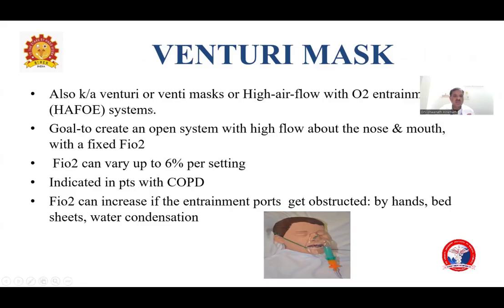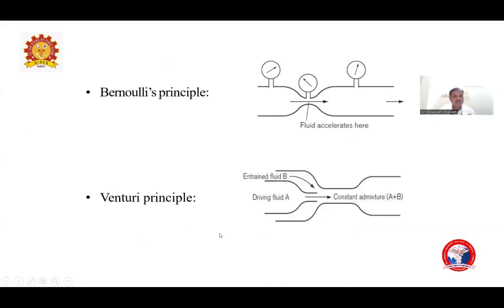Venturi mask, also known as Venti mask, is a high airflow oxygen enrichment system. It creates an open system with a high flow to the nose and mouth with a fixed FiO2. FiO2 can vary; a 24% setting is indicated in patients with COPD. FiO2 can increase if the entrainment ports get obstructed by hands, bed sheets, and water condensation.